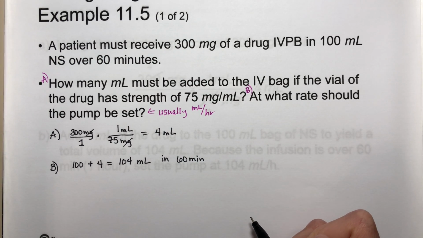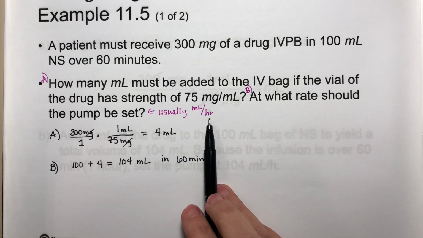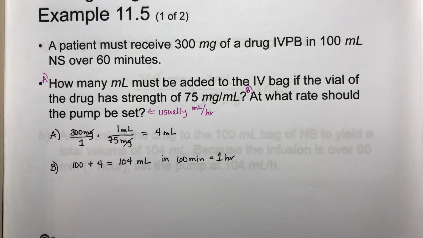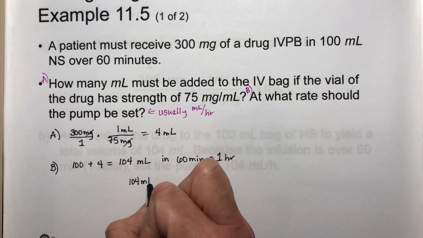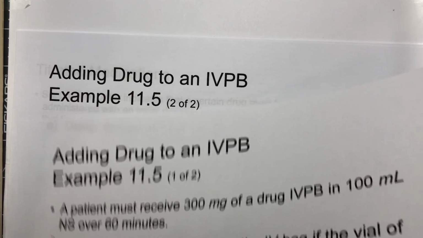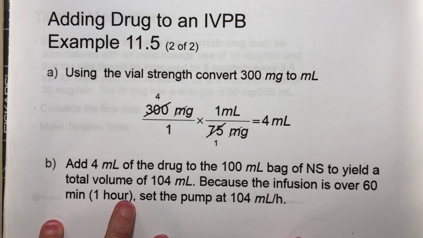Now if this were in other units, we would have to worry, well, we do technically. We're supposed to do milliliters per hour, but 60 minutes is 1 hour, right? That's our unit conversion. We don't have to worry about multiplying or doing anything else because we can just easily substitute. So the rate you need to set up on the pump is 104 milliliters in an hour. And that should be your answer. This is the page where they do that.